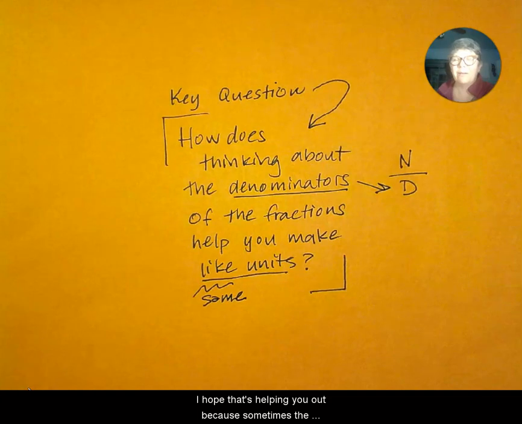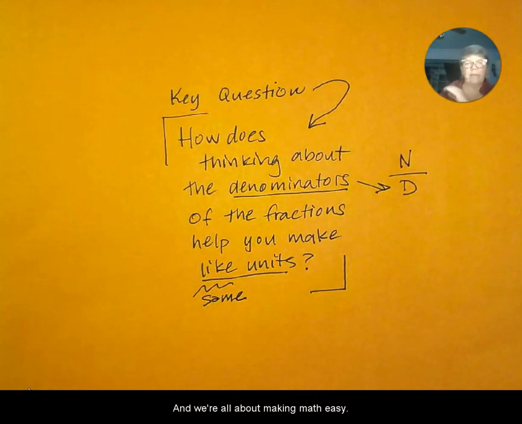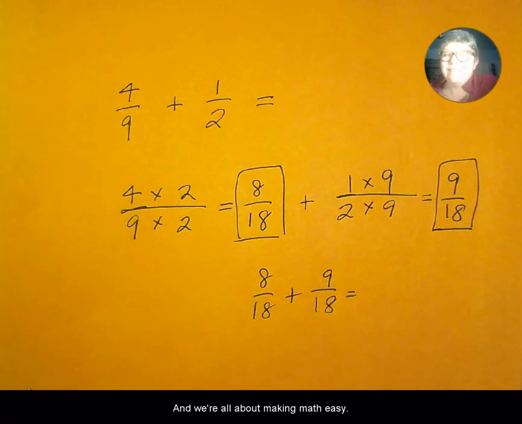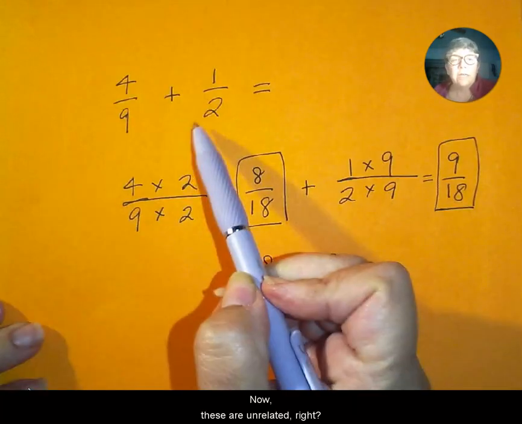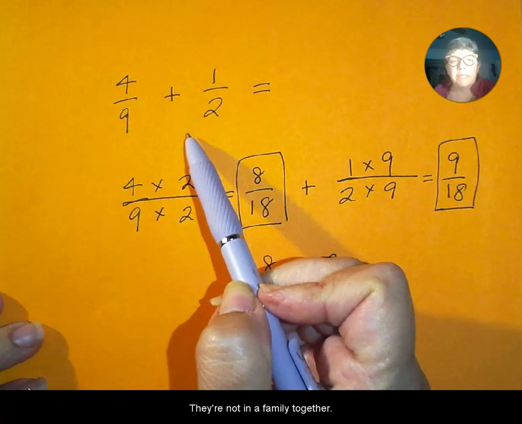I hope that's helping you out, because sometimes the vocabulary can make math difficult, right? And we're all about making math easy. So let's check it out. Here we have 4/9 plus 1/2. Now, these are unrelated, right? They're not in a family together.